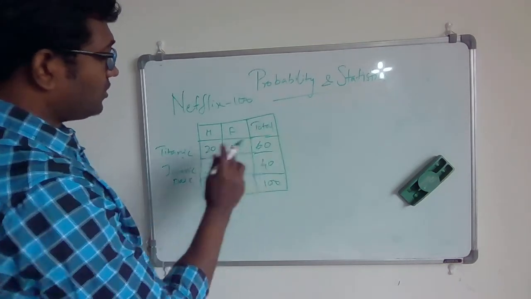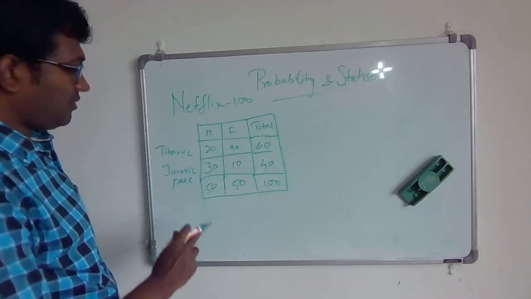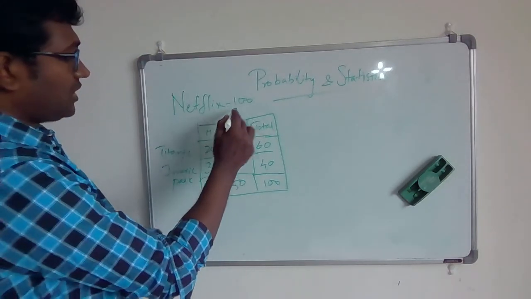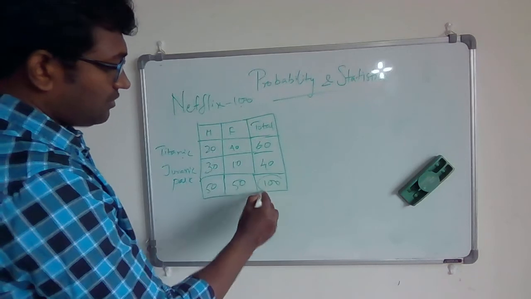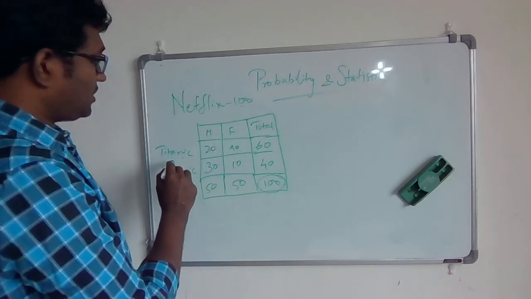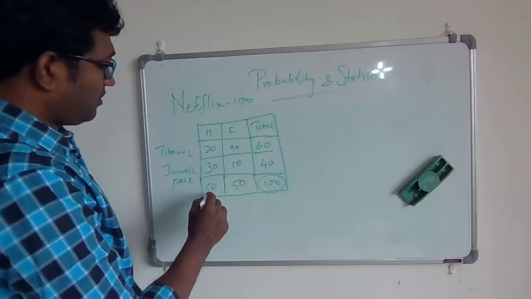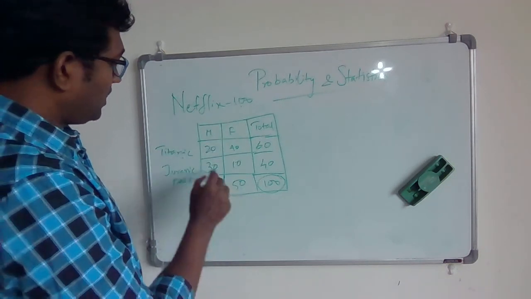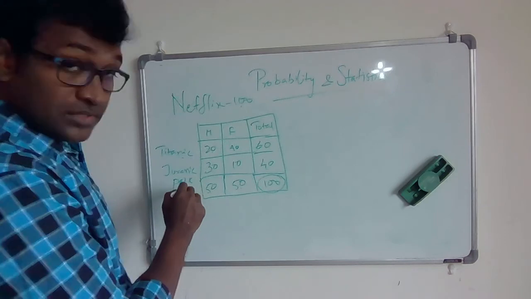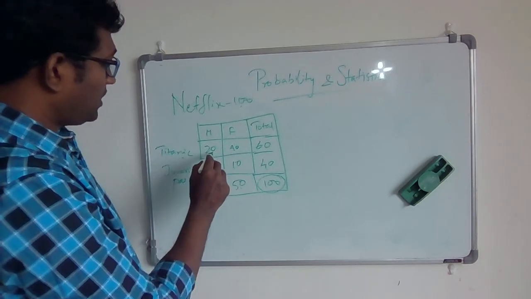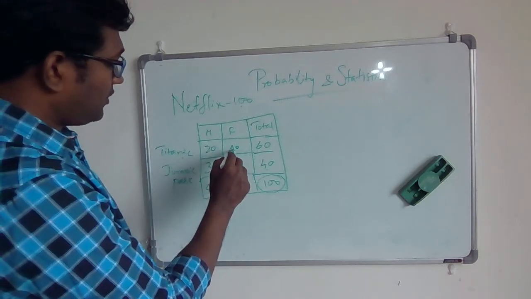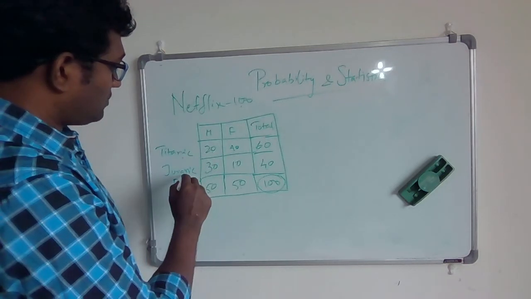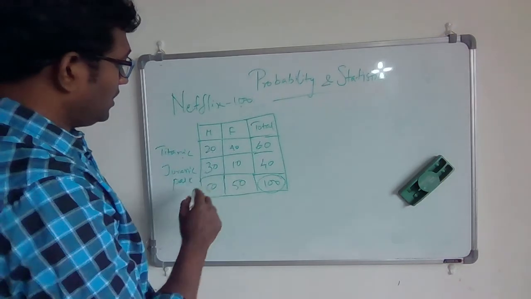Okay, this is the total data we have. Again, I repeat, Netflix has 100 subscribers, out of which we have 50 males and 50 females, and we have two movies to watch. 20 of the males have watched Titanic, 40 of the females have watched Titanic, and the same way 30 males watched Jurassic Park.